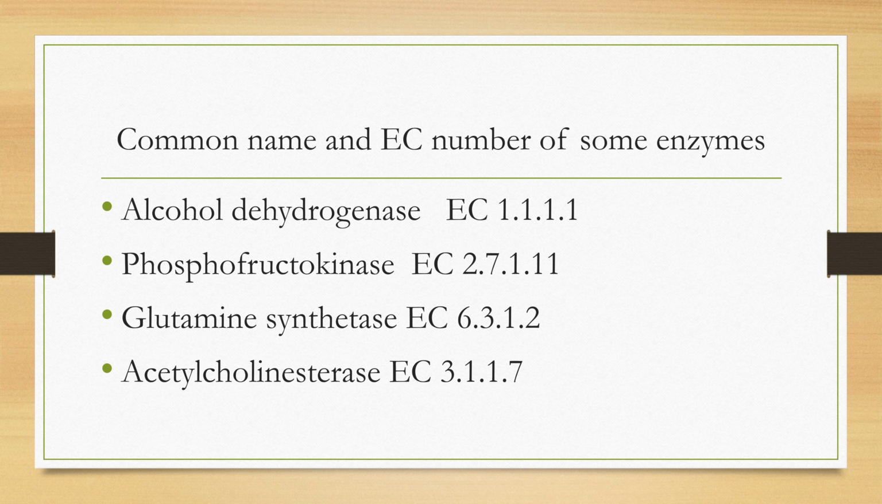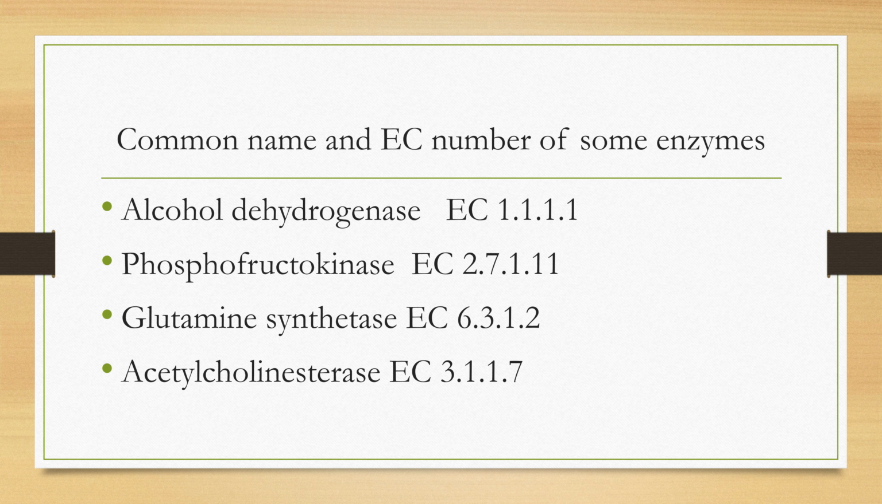This slide is showing different enzymes with their specific EC numbers, like alcohol dehydrogenase, with EC number 1.1.1.1. With the EC number you can guess which class it comes under. The first number indicates the class, so alcohol dehydrogenase comes under the oxidoreductase group.